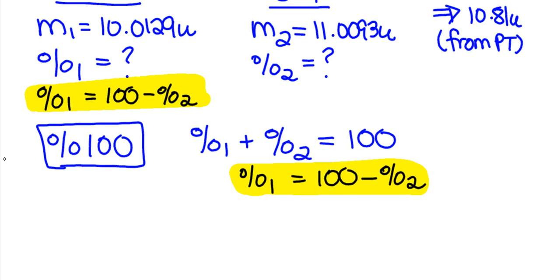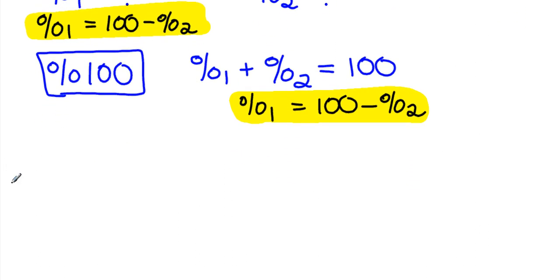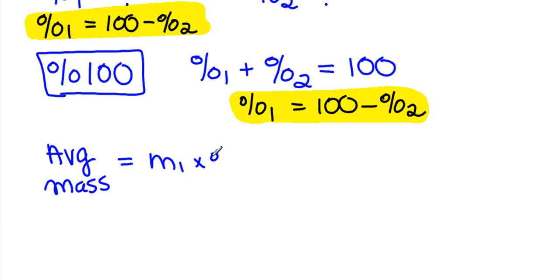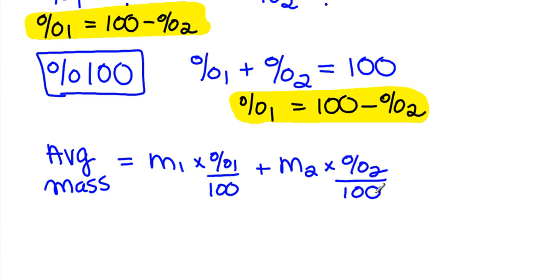Now we go back and we're going to organize all of our information into that formula we used before in the first question. So remember this one: average mass is equal to M1 times %1 over 100 plus M2 times %2 over 100. I only have two parts to my formula because there's only two isotopes here. If I had more, I would add on more, but we only have two. So now I can go and start putting in my numbers.